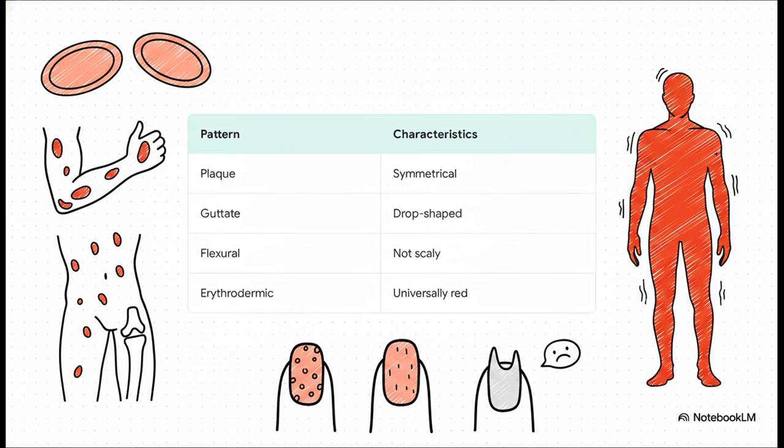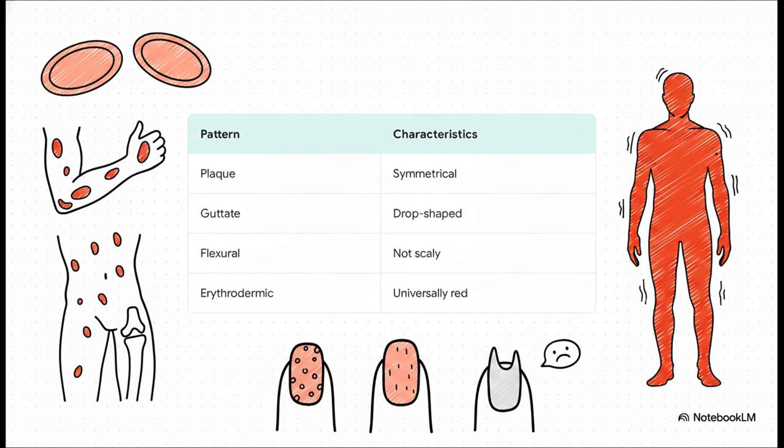Well, psoriasis isn't just one thing. We can break it down into several distinct taxonomies. The plaque pattern is your most common, those symmetrical spots on the elbows, knees, and lower back. But contrast that with guttate psoriasis. Guttate means drop-shaped, and it appears suddenly as numerous small macules, usually in kids, right after strep infection.